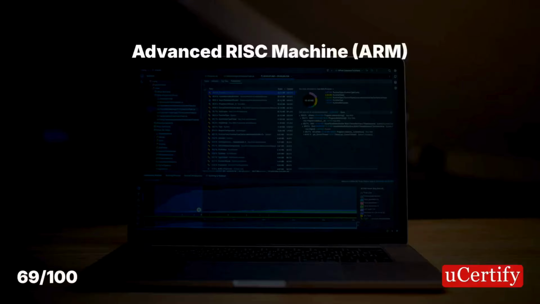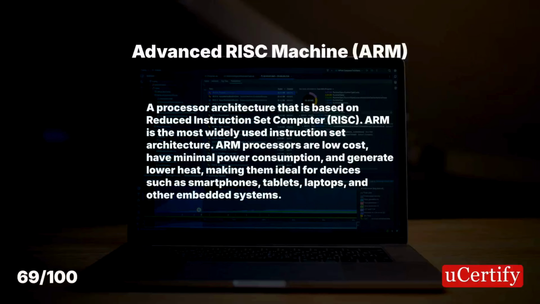Term: Advanced RISC Machine, ARM. Definition: a processor architecture that is based on Reduced Instruction Set Computer, RISC. ARM is the most widely used instruction set architecture. ARM processors are low-cost, have minimal power consumption, and generate lower heat, making them ideal for devices such as smartphones, tablets, laptops, and other embedded systems.